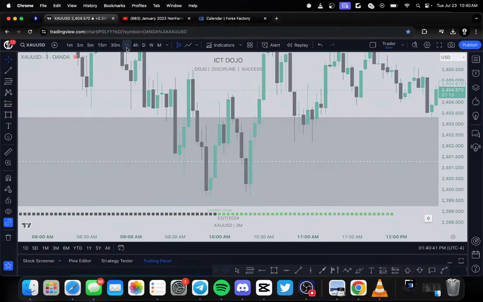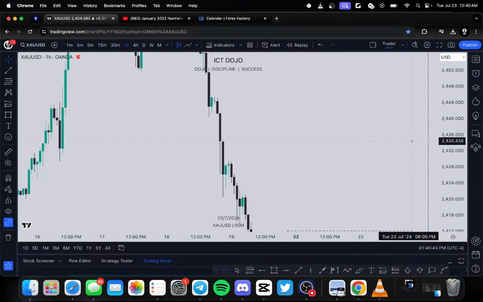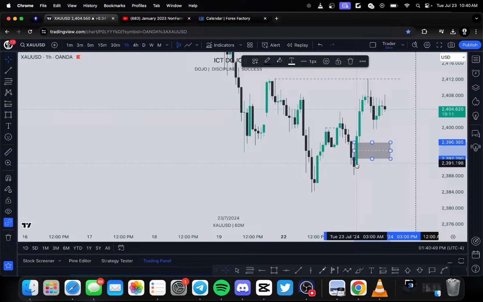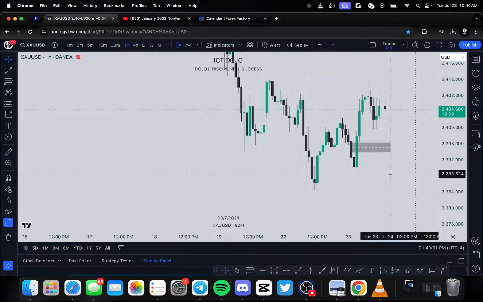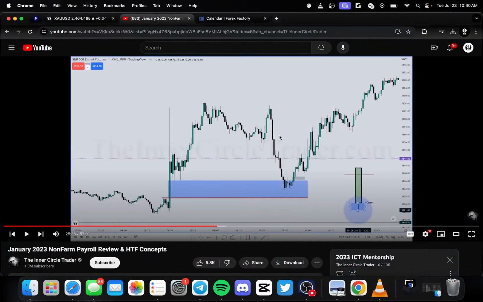But you usually would want to find a higher time frame fair value gap and one in the discount. So we wouldn't look at this one, but we'd rather look at this one. Okay, let's hop back in before we get distracted.